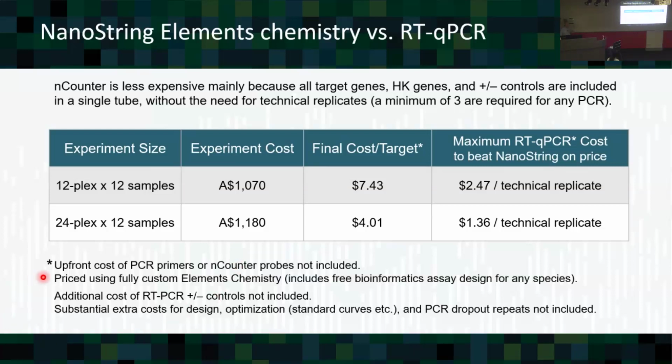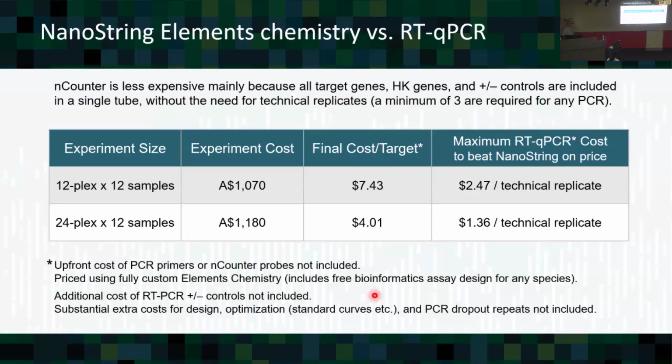Now, I've said that down to the upfront cost of PCR primers and nCounter probes is not included, because when you buy them, you're making a commitment to run, you could run tens of thousands of assays. I think it's a theoretical 1 million assays with the nCounter if you order the oligos. So it's a resource for the lab into the future, right? So I'm taking that out, because if you added that and you only ran one experiment, it wouldn't make sense. But these are the running costs.